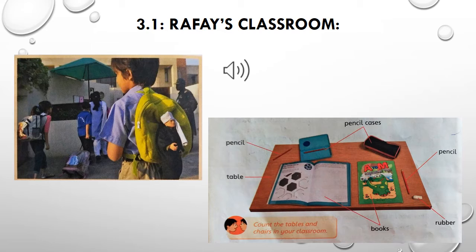Now, in the given picture below, you guys can see the map of a table. And in this table, you guys can see the pencil, the rubber, the books, the pencil cases, and the table. Now this is what Ibn Battuta drew. Now do you guys place your things in this order? How do you place your things in your classroom desks or tables?